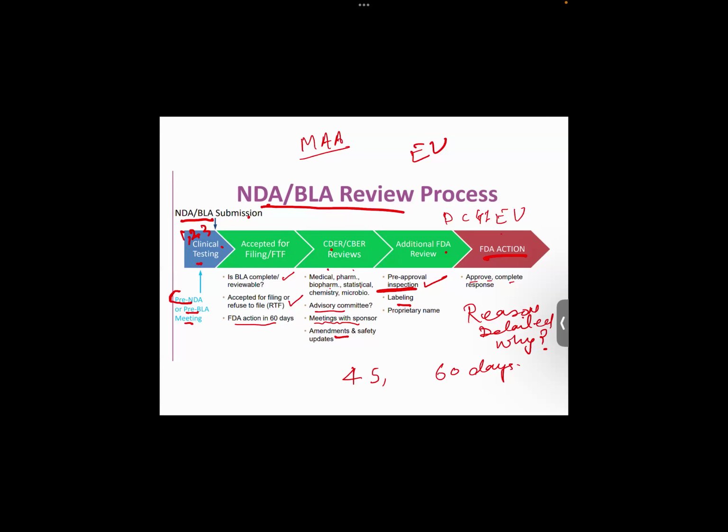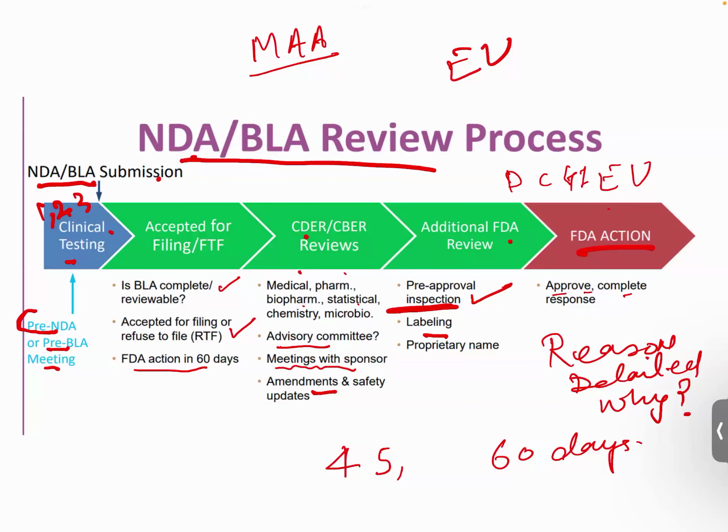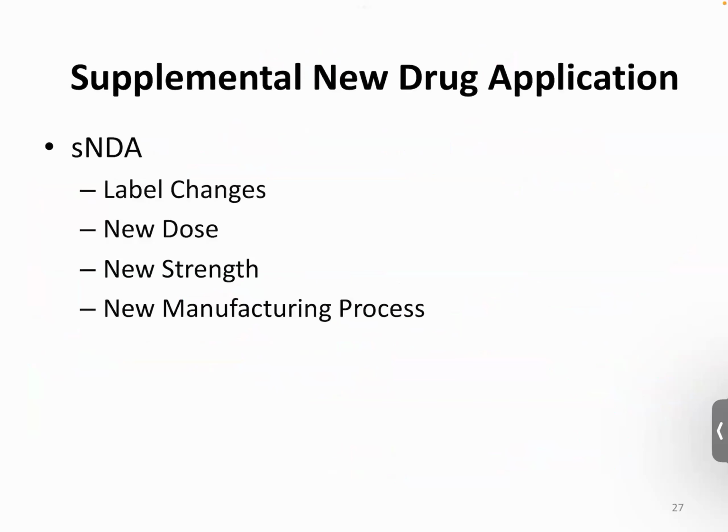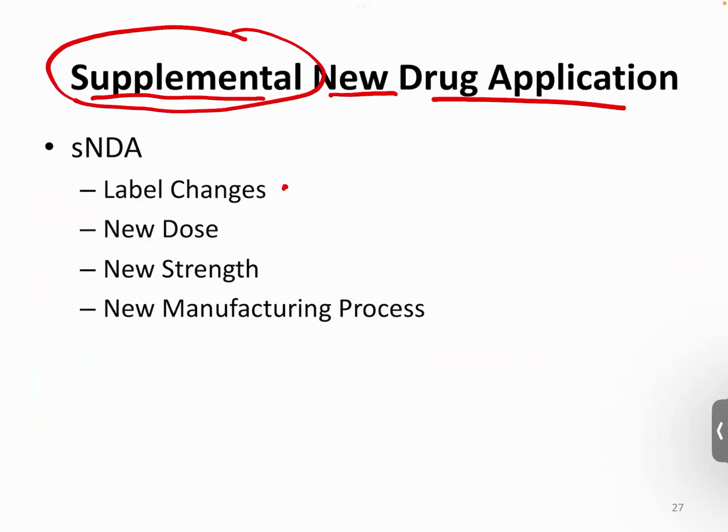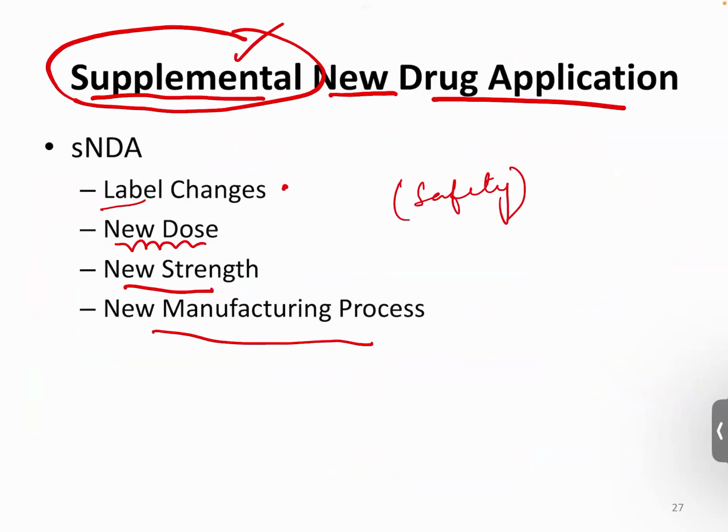Now there are a few additional application names. I thought I could share them with you so that it helps you. First is the supplemental new drug application. If there is any change, that's why it's named supplemental. If there is a change in the label, a change in the dose, something coming from safety information, a new strength, or a new manufacturing process, you have to submit a supplemental new drug application.